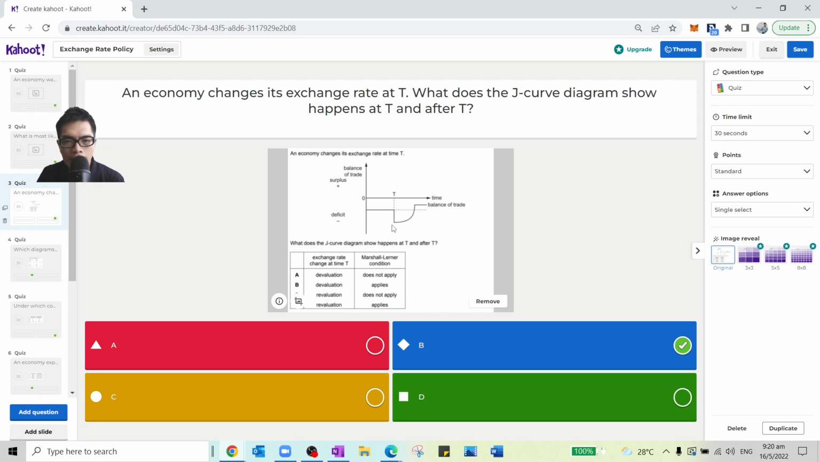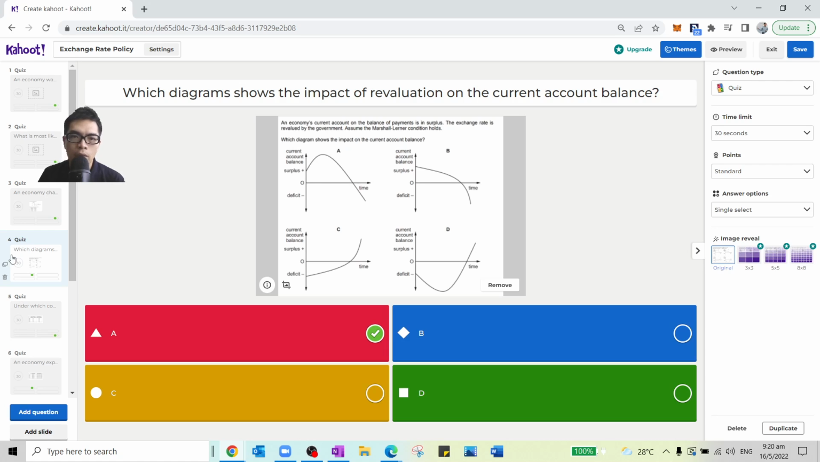Okay, so you realize that eventually across time your balance of trade will improve, if the level will be higher than before. You see that? So the assumption here is Marshall-Lerner condition will apply. Okay, the eventual balance of trade is higher than the deficit. Any questions, please type it out.